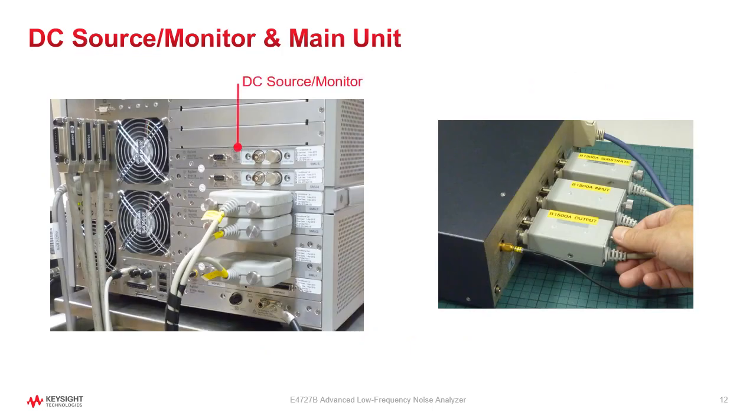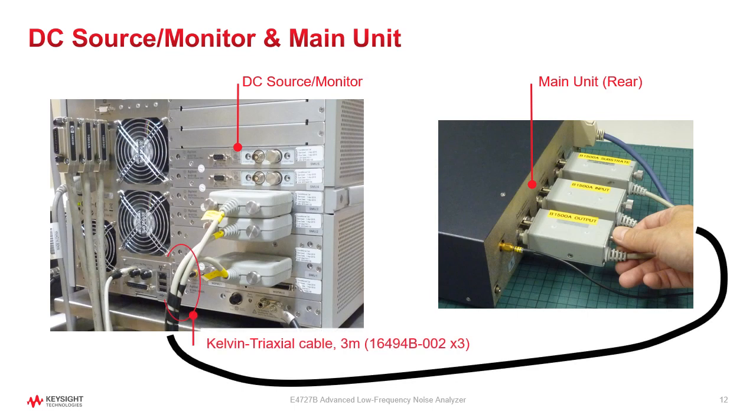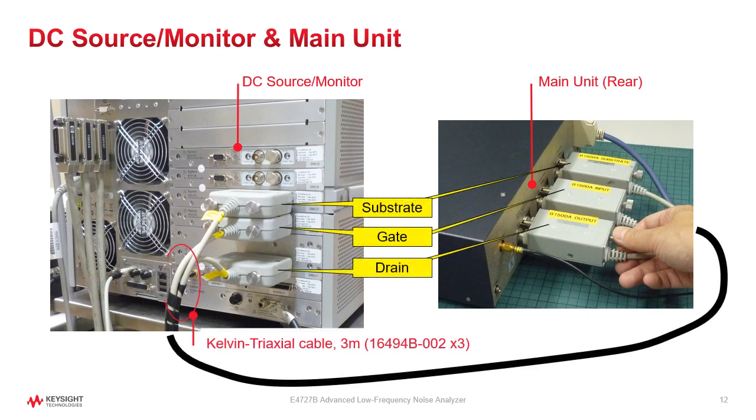The DC source monitor is used for bias supply for both DC and noise measurement, and is connected to the main unit by 3 Kelvin triaxial cables. The 3 cables are for gate, drain, and substrate.